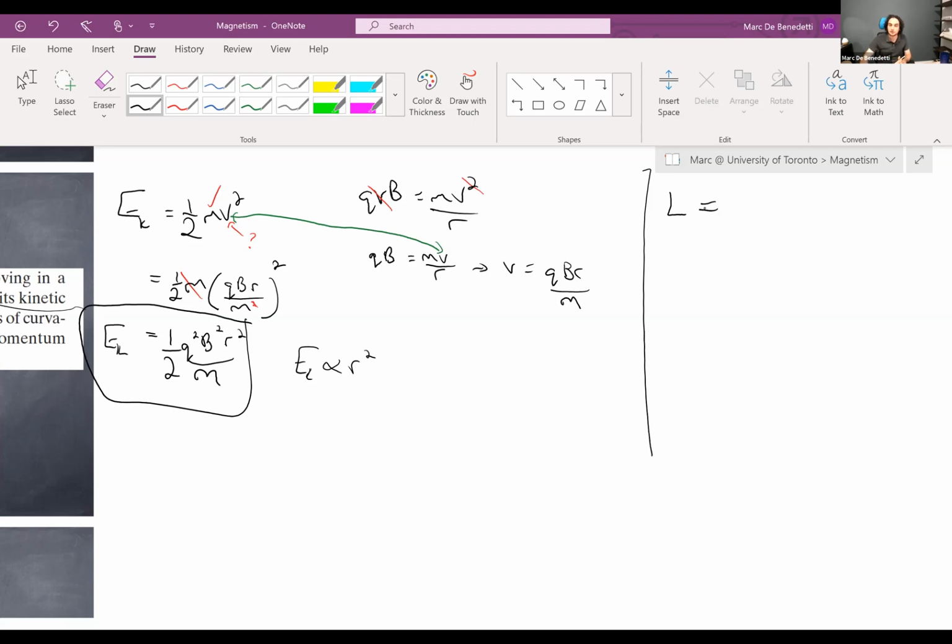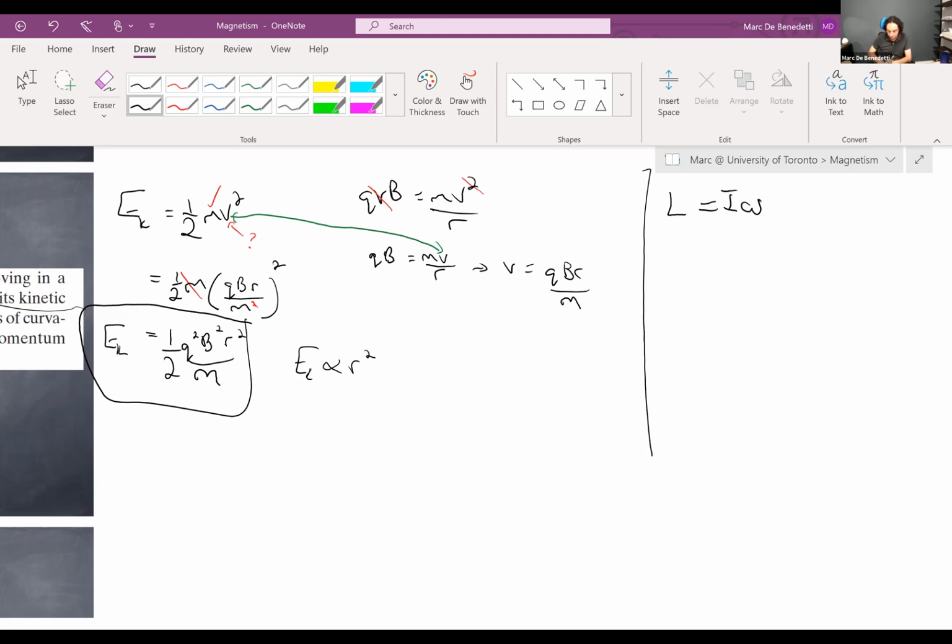If it's a prerequisite for this class, then that means anything in 136 is required, or not required, but could be used and built upon in this class. That's why it's called a prerequisite. So you recall from 136, this is going to be L equals I omega. That's the definition of angular momentum.